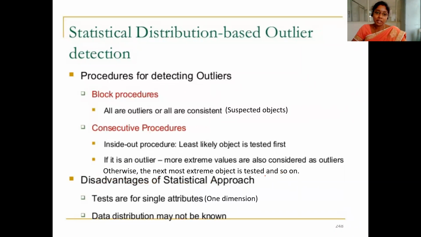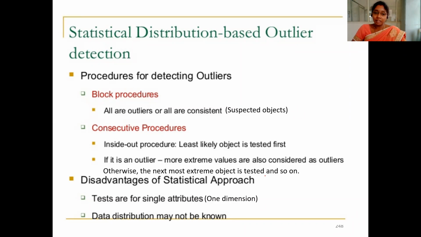Finally, for identifying the outliers, we have two procedures under statistical distribution based outlier detection. One is the block procedure and the second one is the consecutive procedure. So what is the block procedure? It says that all the suspected objects are outliers. There is no partial outlier or partial normal object. Whereas the consecutive procedure implements an inside-out procedure for detecting the outlier.